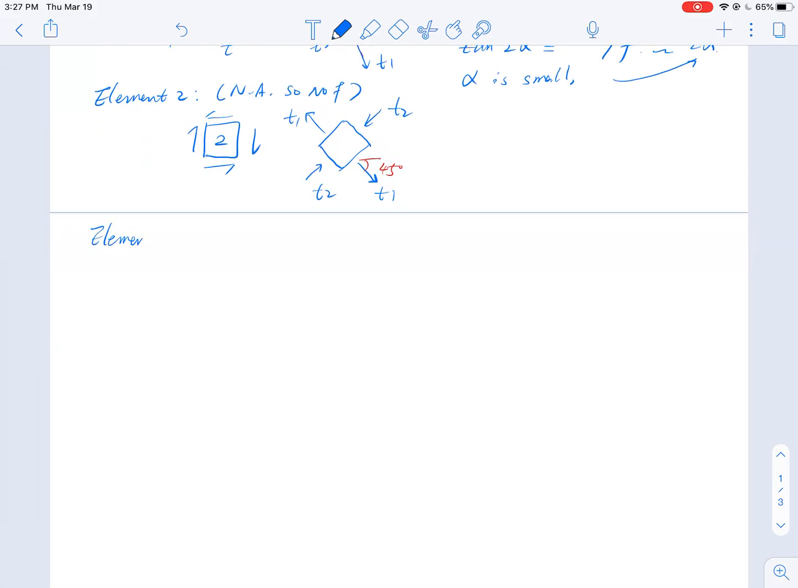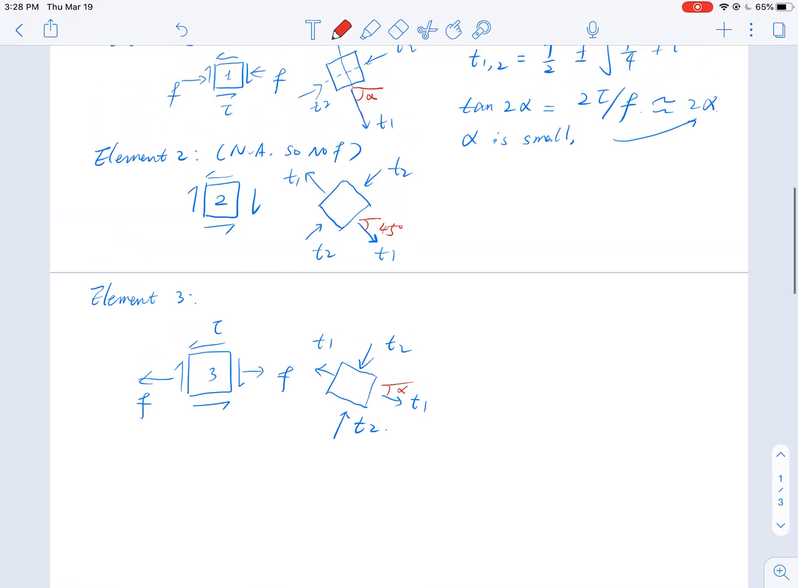In element 3, instead of compression, I have tension because it is at the bottom half of the beam. Shear stress is still going downwards. Okay, and now my principal stress plane will go like this. My tension is going this way. My compression is going this way. And I'll have an angle going the other direction by alpha.